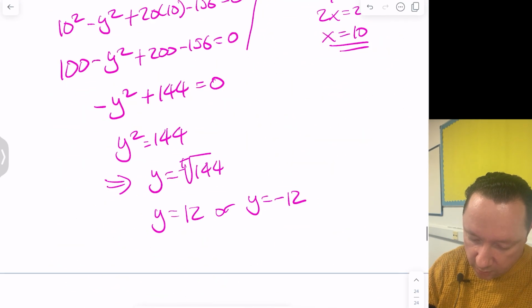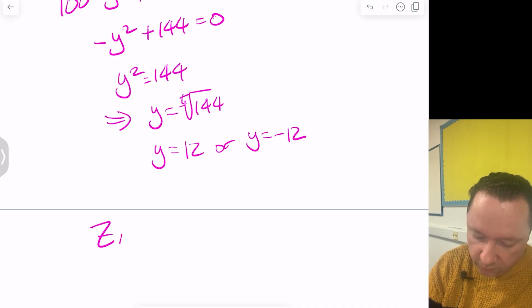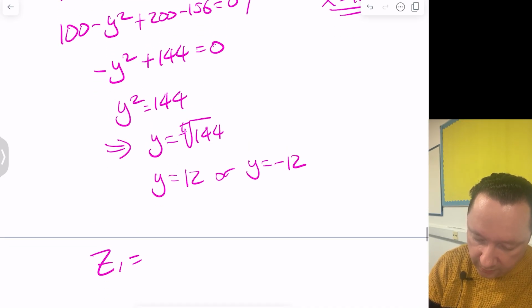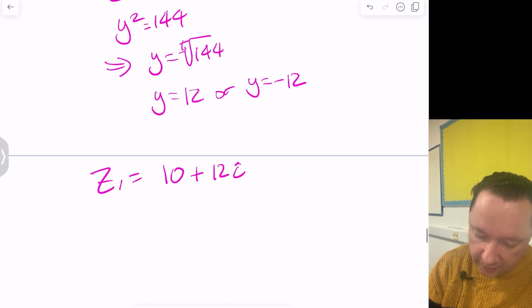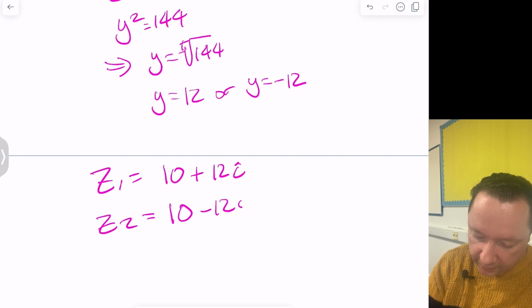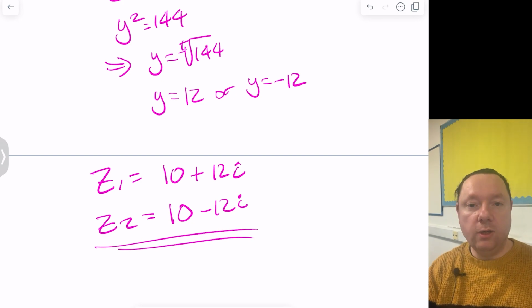Z is x plus iy. So Z1, first solution, x is 10, 10 plus 12i. And the second solution must be the complex conjugate, which is 10 minus 12i. Two solutions for a quadratic, so we're done there.